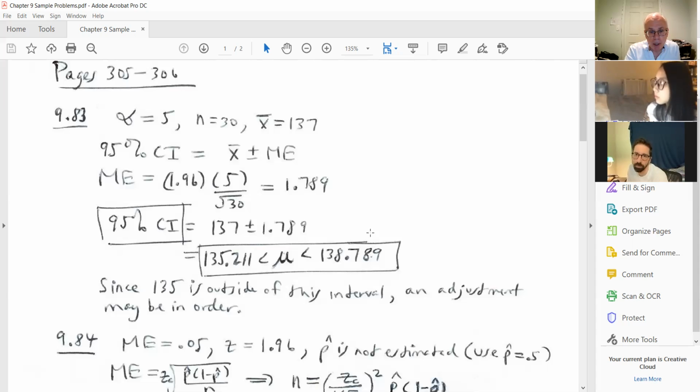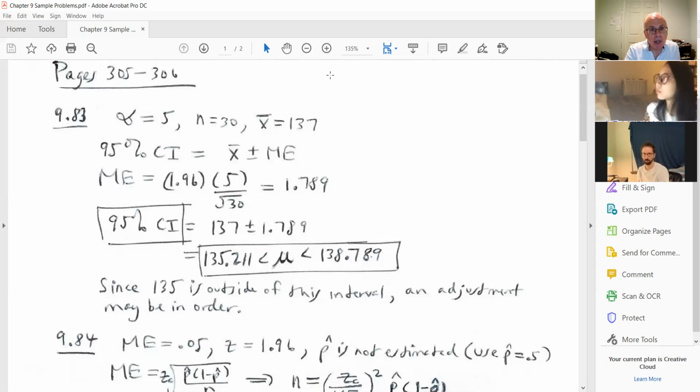In other words, we're assuming 135 is true, but since we're getting this interval here, 135 is outside the interval, we might consider that this 135 is not true. Or the other way around, if we do think 135 is true, then the process that created this sample mean is not correct. It needs to be adjusted. So there are two ways of looking at it.